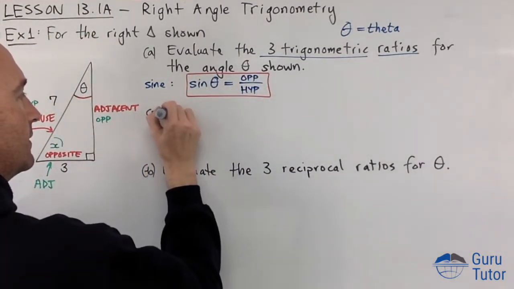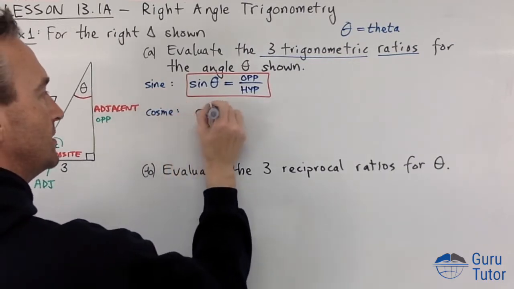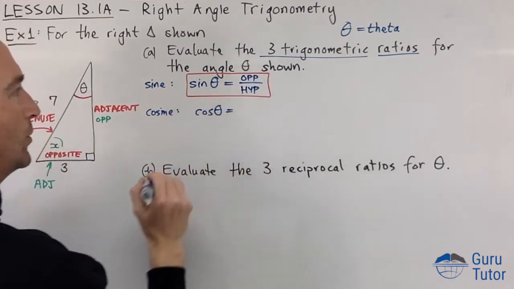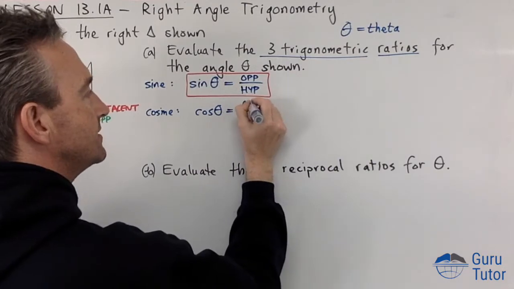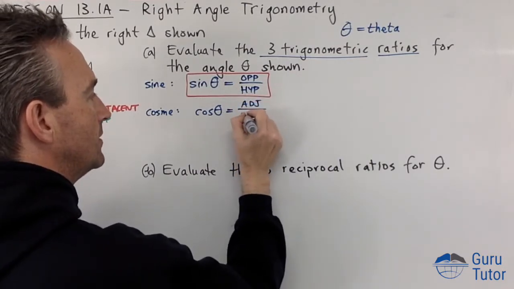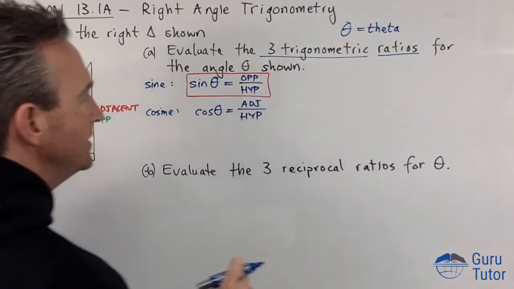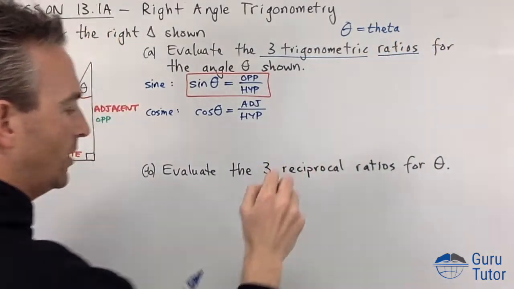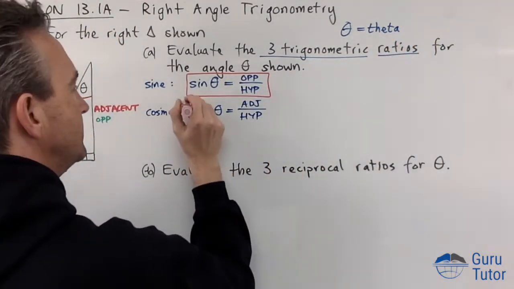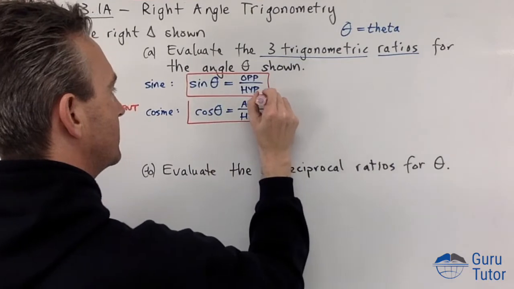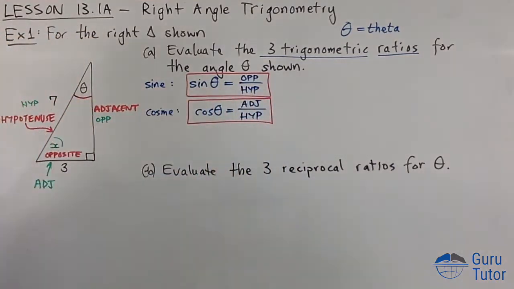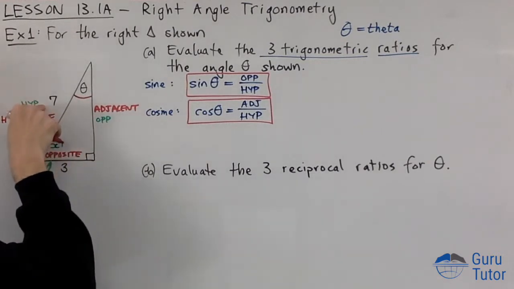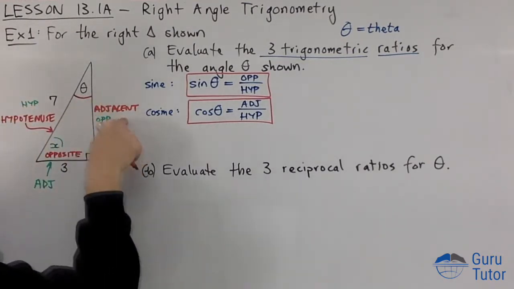Cosine is cos theta, if we're talking about the angle theta, and that is the adjacent divided by the hypotenuse. Okay, so they are called ratios because we're just dividing two numbers. It's just one number divided by another number. That is what the cosine ratio is. So in this case, sine is opposite divided by hypotenuse. Cosine is adjacent divided by hypotenuse.